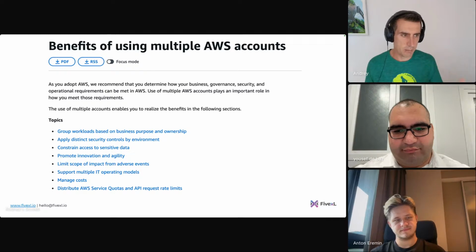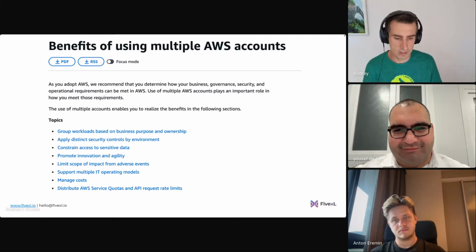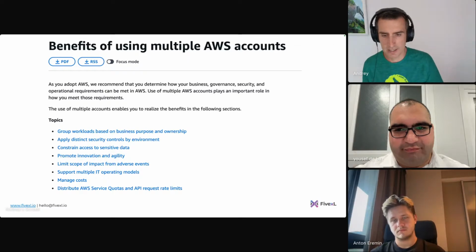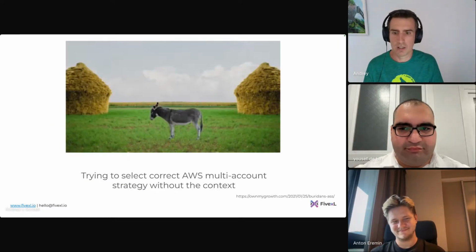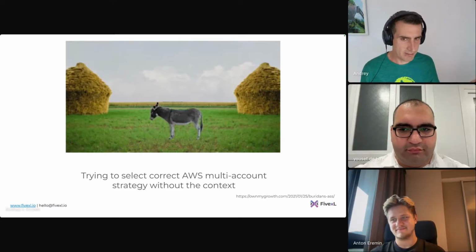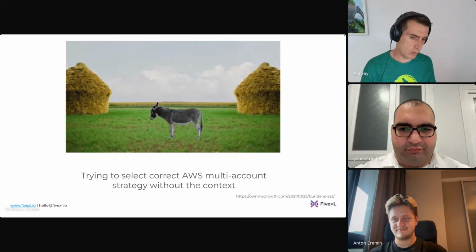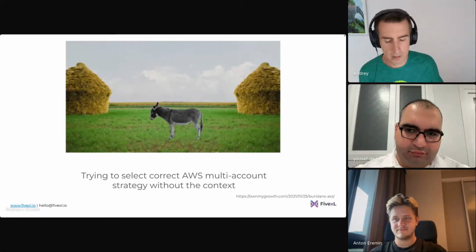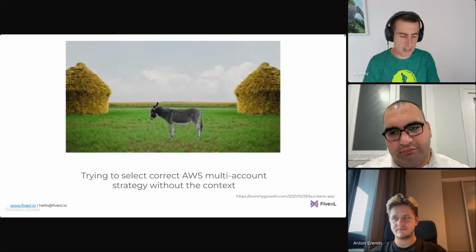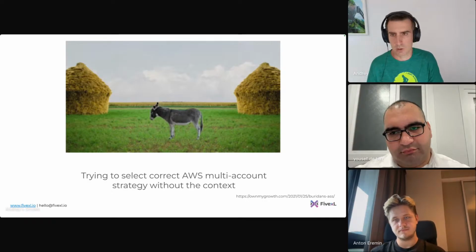All clouds are a little bit different. So on AWS, you have accounts, which you can think of as separate boxes. Not putting everything into one box is a good idea. But then how many boxes do you need? How should they be called? What should you put where? That's a question that's really hard to answer without having a context.